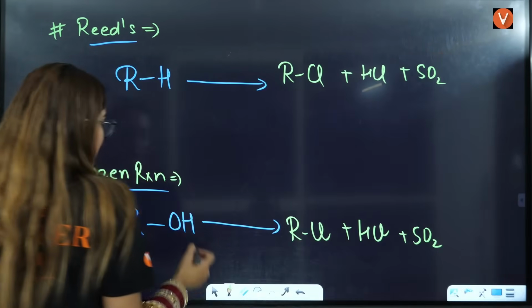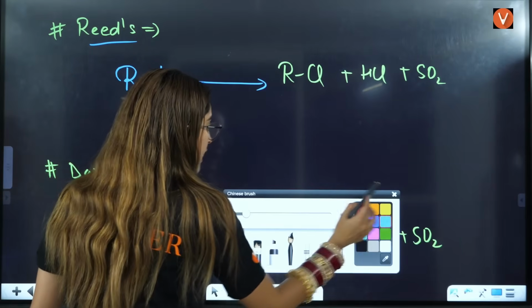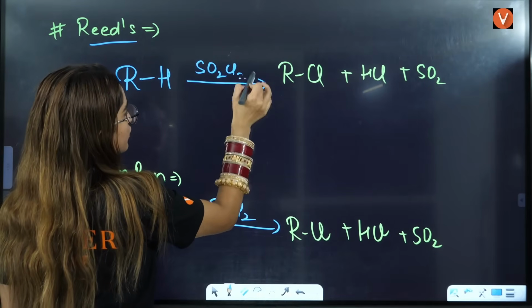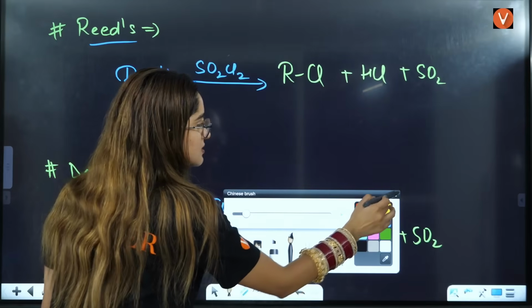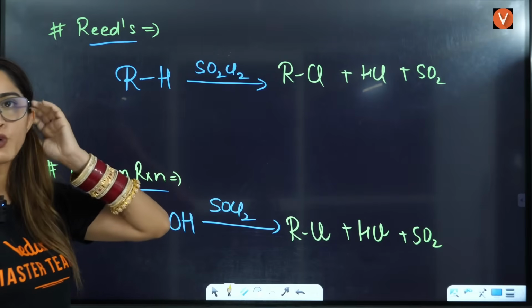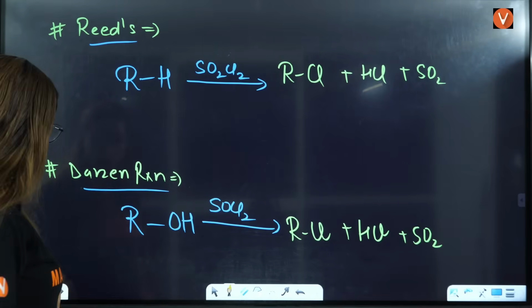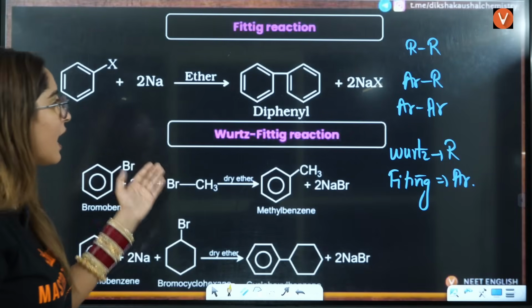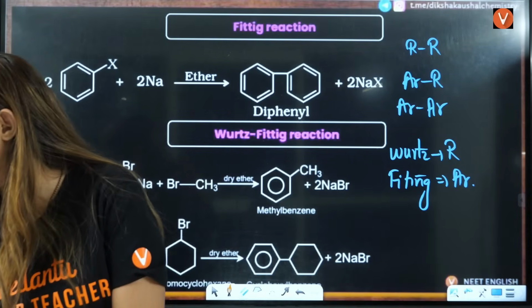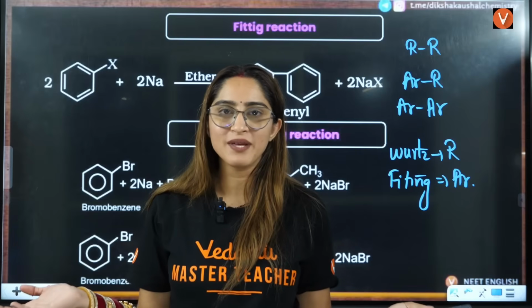In Darzens reaction, you use SOCl2, right? Here in Reed's reaction, you use SO2Cl2, okay? Just remember this thing, right? And you are done. This is called thionyl chloride. This is called sulfuryl chloride. That's it. This is what you have to remember in the end. And I think we have completed all the reactions of organic chemistry in 29 minutes, right?